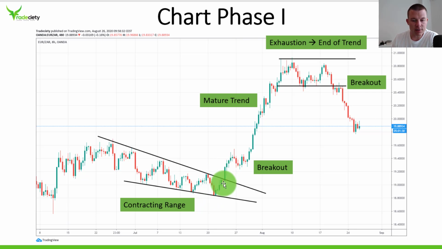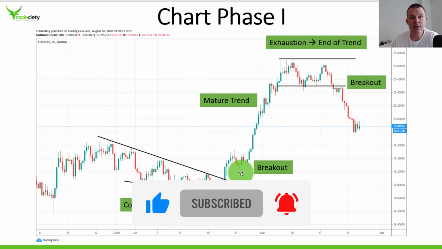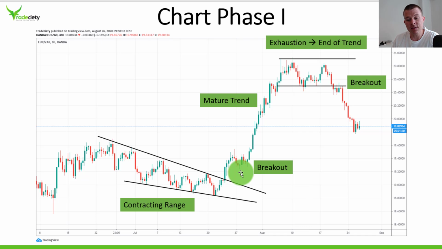Then we have a breakout. Some traders like to trade breakouts. Some traders like to trade pullbacks, which in this case actually didn't happen. So it is very important that if you decide to be a pullback trader, you have to be okay with sometimes missing trades and trends when the market just takes off. Then the later the trend goes on, and we will look at this when it comes to wave analysis in a moment, the longer a trend goes on, the more mature it becomes.